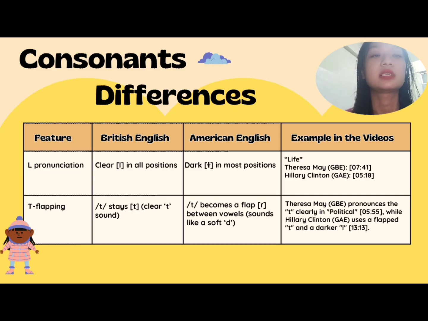Another key difference is T flapping. In American English, the T sound between vowels often becomes a flap, resembling a soft D sound. British English retains a clear T in these positions. We can hear this contrast in words like political, where Theresa May articulates a crisp T, while Hillary Clinton used the flapped version.